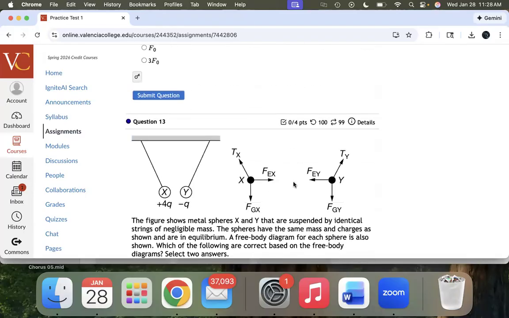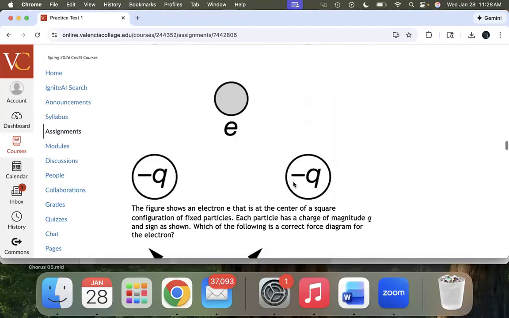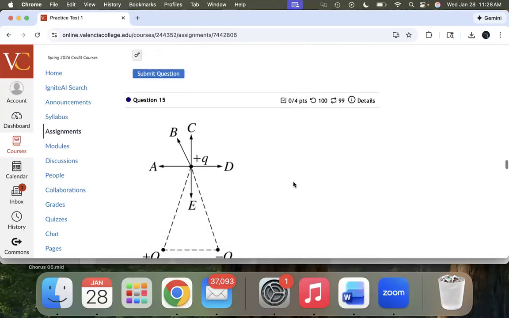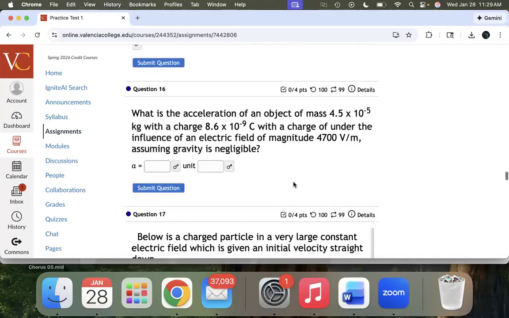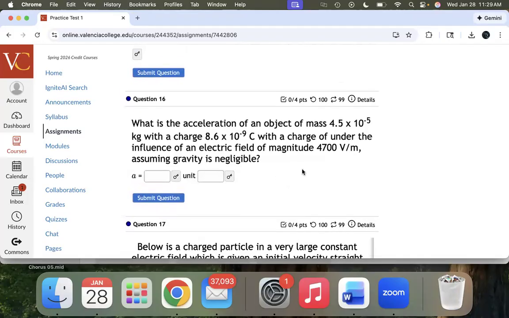Yeah, this question's okay. I wouldn't spend too much time thinking about that. I'm just trying to point out the ones you definitely want to know how to do. You should know how to do this.